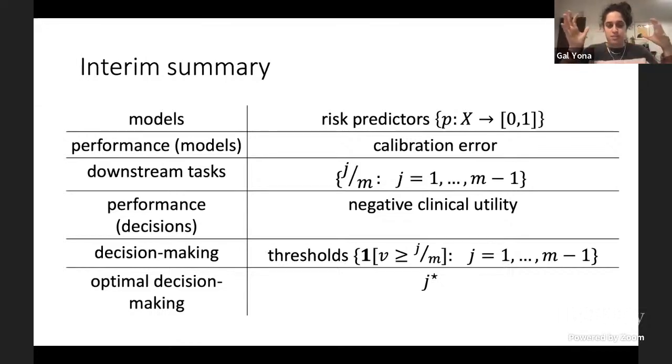Performance in terms of decisions, in terms of binary classifiers, is then measured using this negative of the clinical utility, as I've described. Decision making, or how I translate predictions into decisions, is by thresholding. So this defines a class of different thresholds. And optimal decision making, just to remind you, is the post-processing that I would apply to a perfect model, a model that has loss exactly 0. That's J star, or this therapeutic threshold. Okay, so hopefully, even if you miss some of the details, this high-level picture is fairly clear.